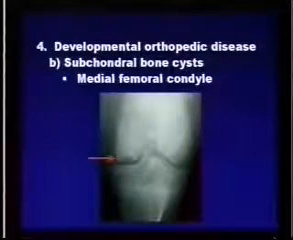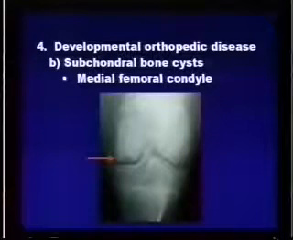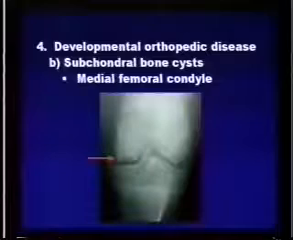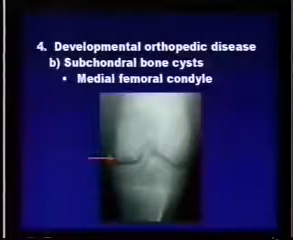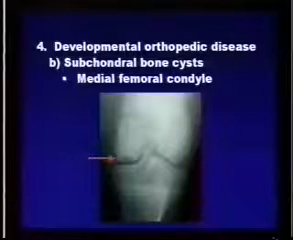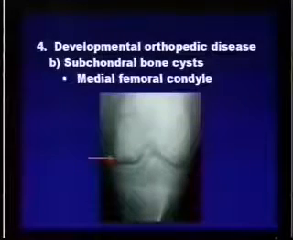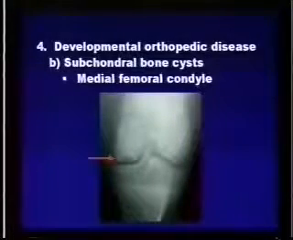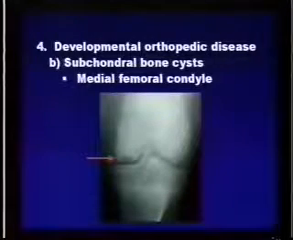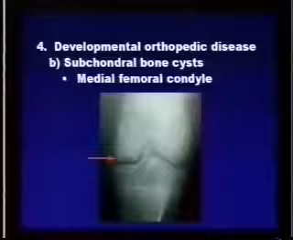Subchondral bone cysts are another aspect of developmental orthopedic disease. The most common site in the horse for the development of subchondral bone cysts would be the medial femoral condyle. And this is a weight-bearing area compared to the last two conditions that we saw, OCD in the lateral trochlea and the distal intermediate ridge.